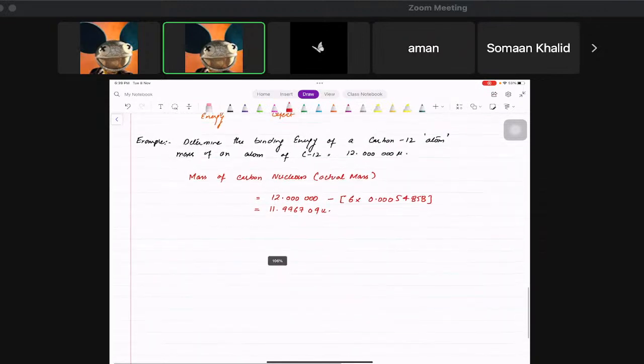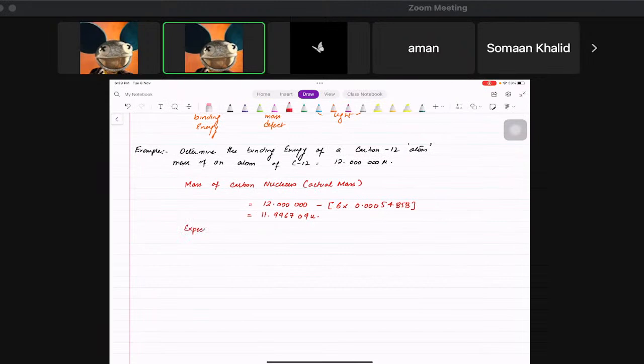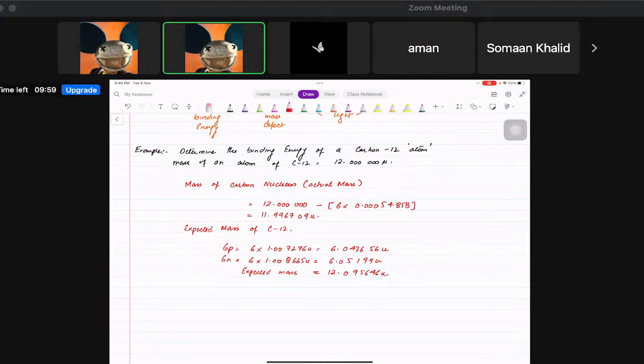But now, to find the binding energy, we must also find the expected mass of carbon 12. The expected mass is like it has 6 protons, which is 6.043656 U, and it has 6 neutrons, which is 6 times 1.008665 U. So that's 6.05199 U. And then if you add them together, the expected mass should be about 12.095646 U. So actually we are short of some mass, as you can see from our expectations.